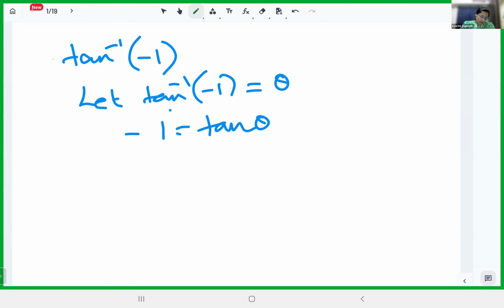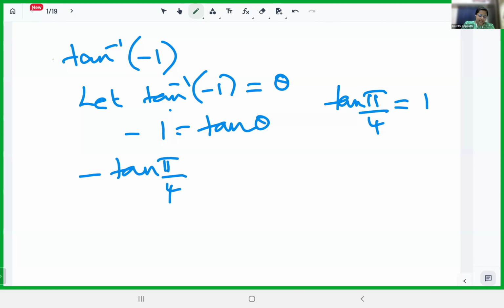Now we have to check for what value of theta the tan function will give you 1. What is that? Tan pi by 4. Tan pi by 4 will give you 1, right? Tan pi by 4 is equal to 1. So minus tan pi by 4, instead of 1 I'm writing tan pi by 4, is equal to tan theta. And here you can see that the right hand side is positive. So in order to make both sides positive, we have to apply a property of tan, right?